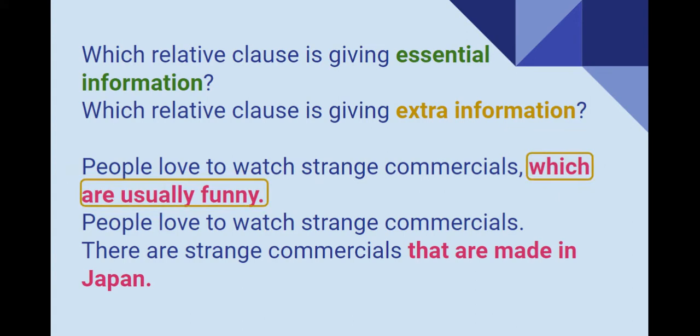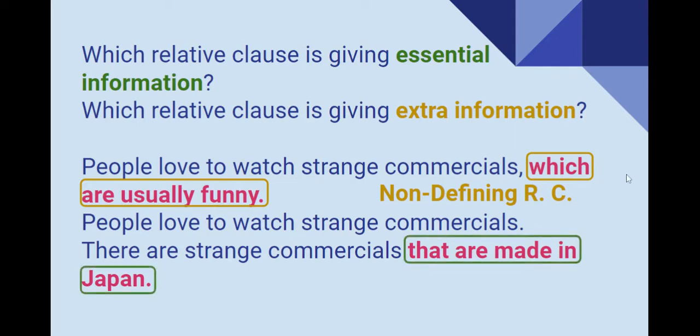If you notice, in the first sentence we have people love to watch strange commercials, which are usually funny. This is extra information, and it is called a non-defining relative clause. The second sentence is there are strange commercials that are made in Japan. In this case, this is essential information, and this is called a defining relative clause. Very good. Let's continue.